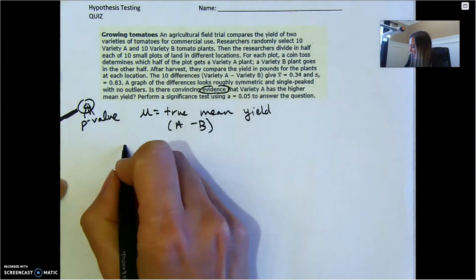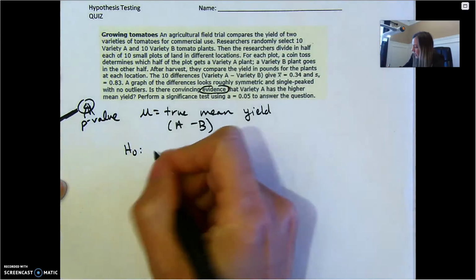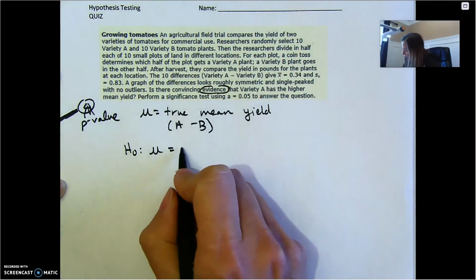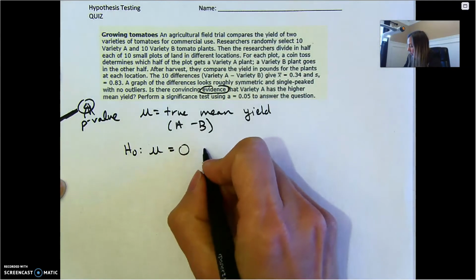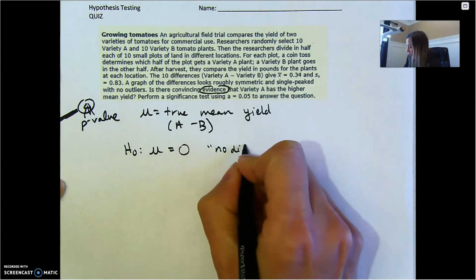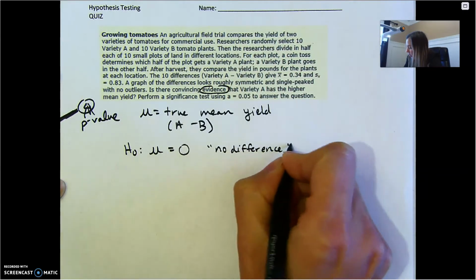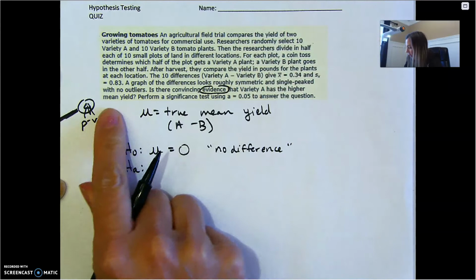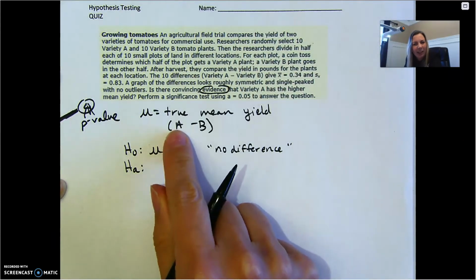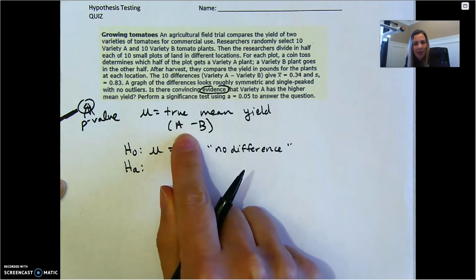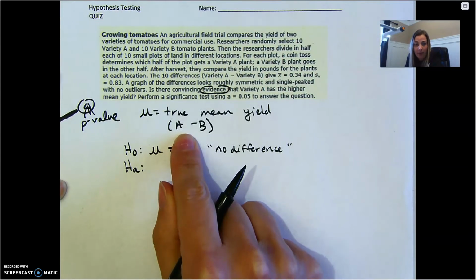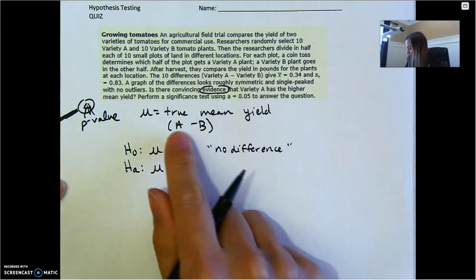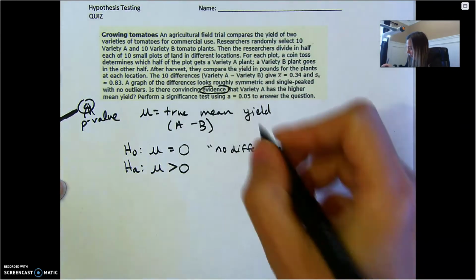Our null hypothesis would be that our mean yield difference is as it usually is, meaning 0, right? There's no difference. I'm going to put in little quotes here. There's no difference. Nothing to see here. But alternatively, we're looking for evidence that variety A has the higher mean yield. So if A is higher, if this is the bigger number and you're subtracting them, that means you're always going to be greater than 0. We're not going to dip down into the negatives because this number is bigger. So we would say our mean difference is greater than 0.